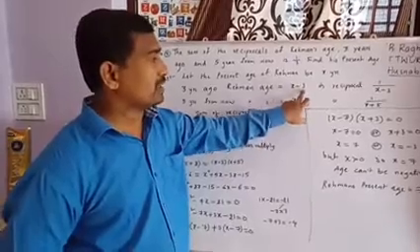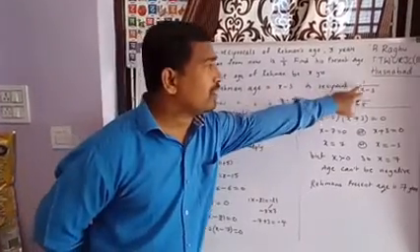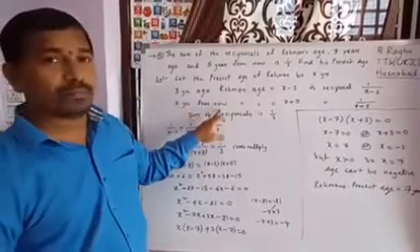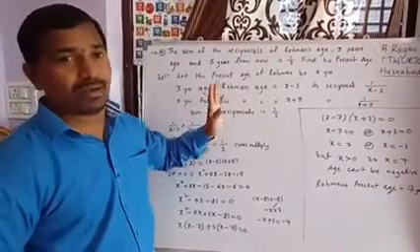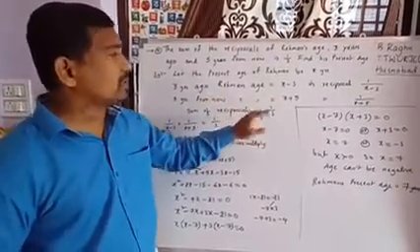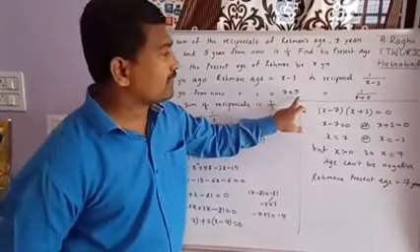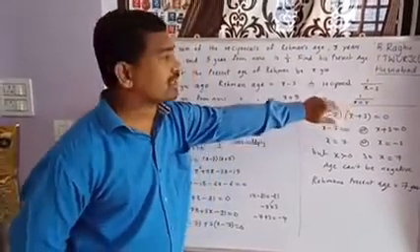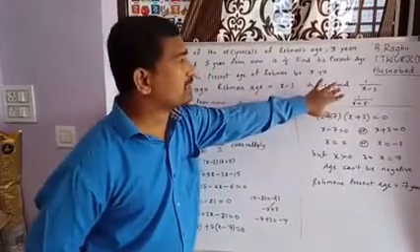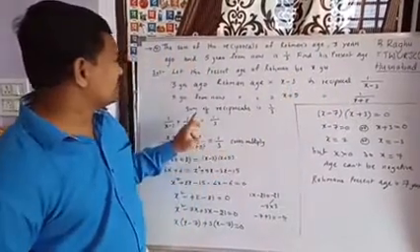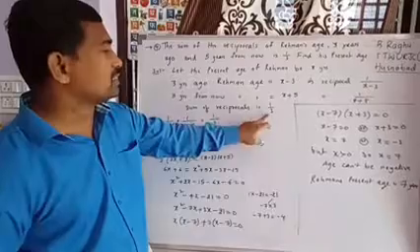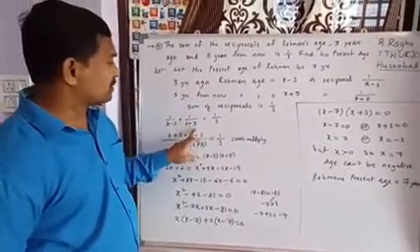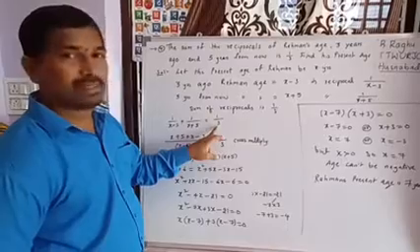So x minus 3, and its reciprocal is 1 by x minus 3. 5 years from now means add 5 years: x plus 5, and its reciprocal is 1 by x plus 5. What is given? The sum of the two reciprocals is 1 by 3. So 1 by x minus 3 plus 1 by x plus 5 equals 1 by 3.